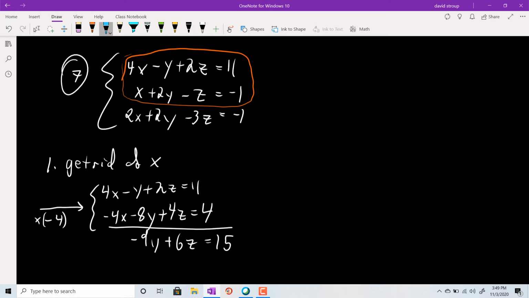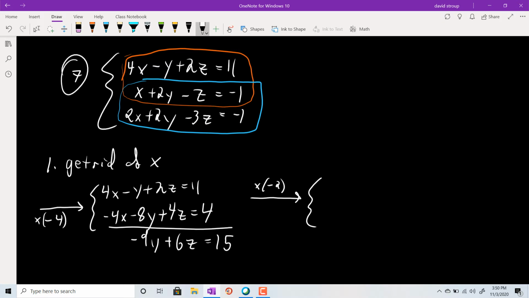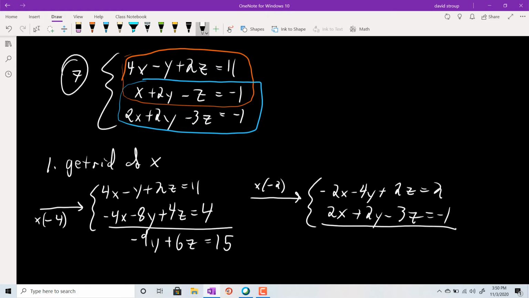Okay, now I'm going to use the second two equations, and I can get rid of x by multiplying the first one by negative 2. So multiply that first guy by negative 2, and I'll end up with negative 2x minus 4y plus 2z equals 2. And the other equation unchanged, 2x plus 2y minus 3z is negative 1. So that'd be 0, negative 2y minus z equals 1.